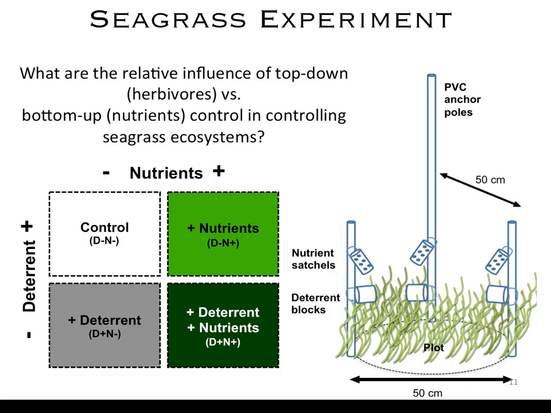Okay, so to test this idea, these researchers wanted to know what are the relative influences of top-down versus bottom-up controls in seagrass ecosystems. So top down, they're thinking about the herbivores. Bottom up, they're thinking about nutrients. So they did this factorial experiment where they had a control, nutrients, or adding nutrients, and then they added a deterrent, basically a pesticide to drive down the epifauna, or deterrents and nutrients.